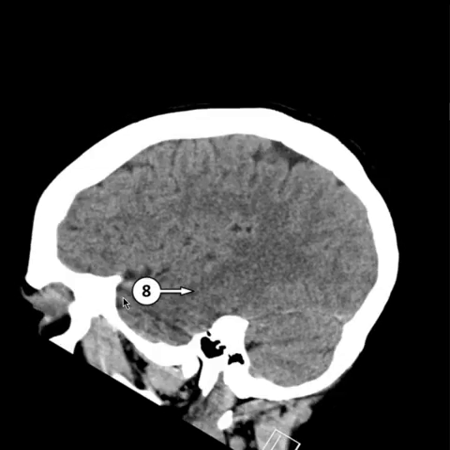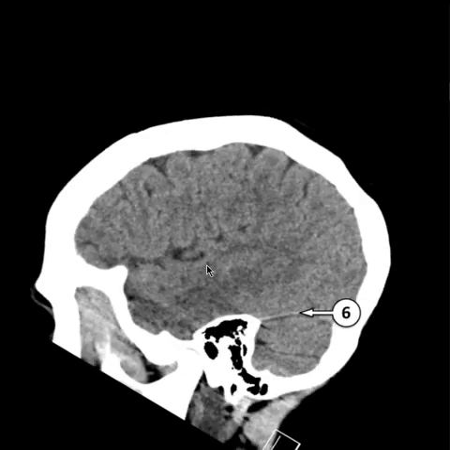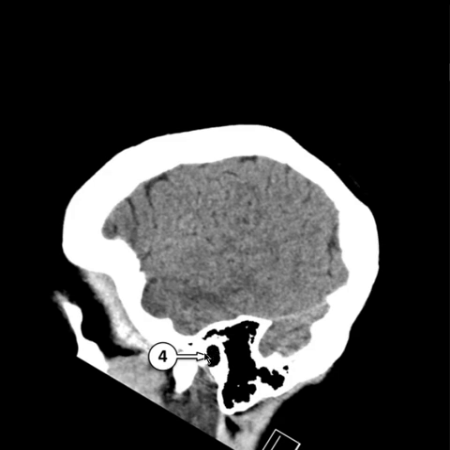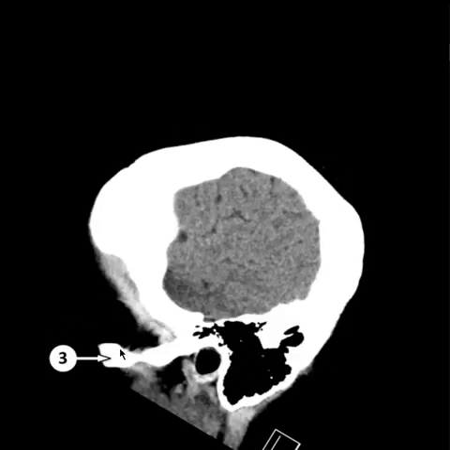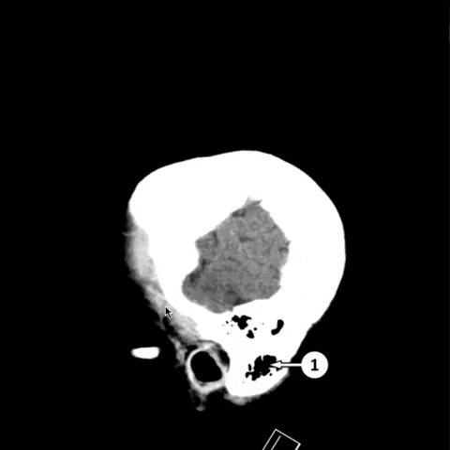8 is the temporal lobe. This is the temporal lobe. And 7 is the sylvian fissure. 6 is the tentorium cerebelli. 5 is the TMJ, or the temporomandibular joint. And 4, this hypodense structure here, is the external auditory canal. 3 is the zygomatic arch. And 2 is the temporalis muscle. And finally, of course, the mastoid air cells.